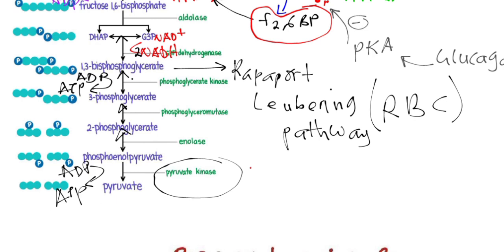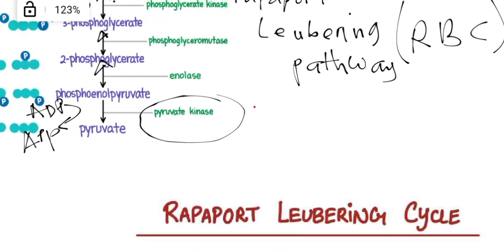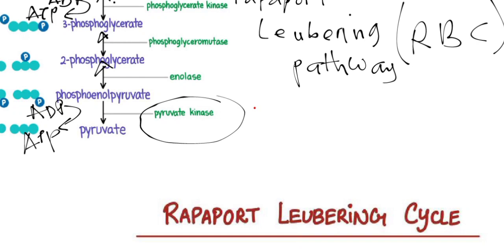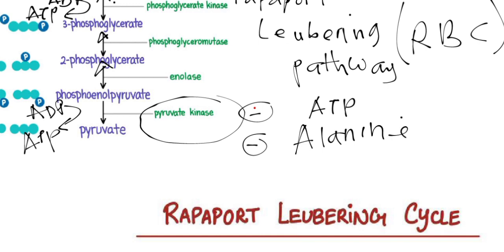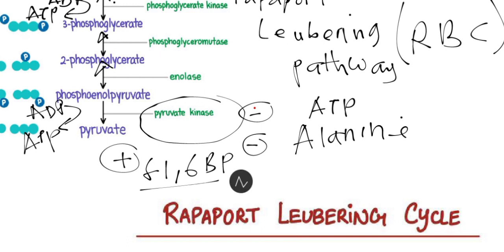Now, what is regulating the pyruvate kinase enzyme? What activates it and what inhibits it? The inhibitor of this enzyme is ATP. ATP will inhibit that enzyme. What else? Alanine is an inhibitor of that enzyme as well. Now, what activates that enzyme? The activator of that enzyme is fructose 1,6-bisphosphate. That is the activator of that enzyme.